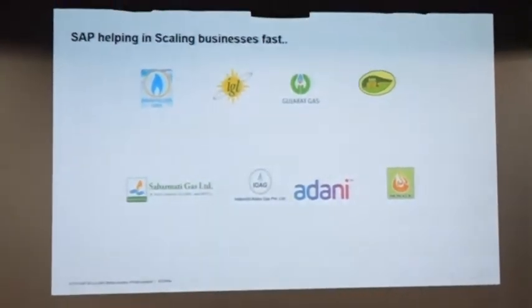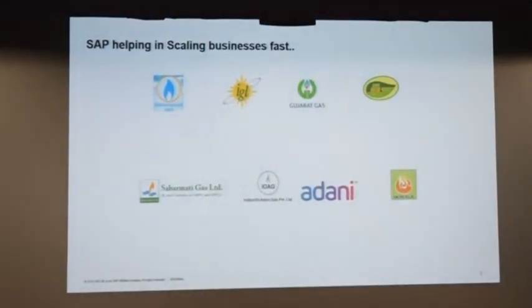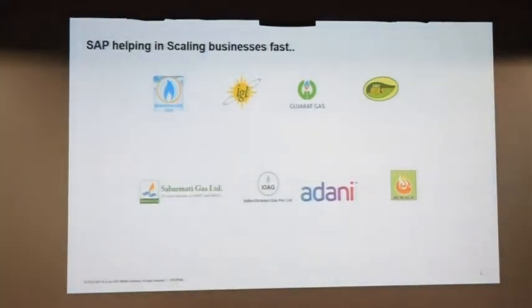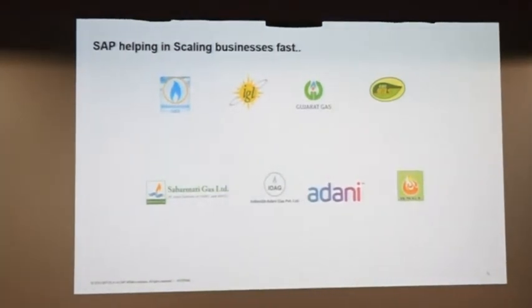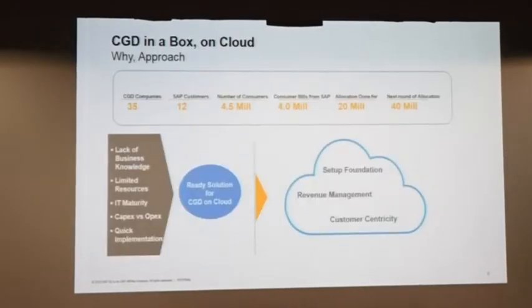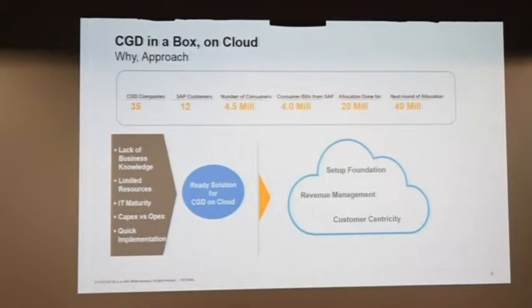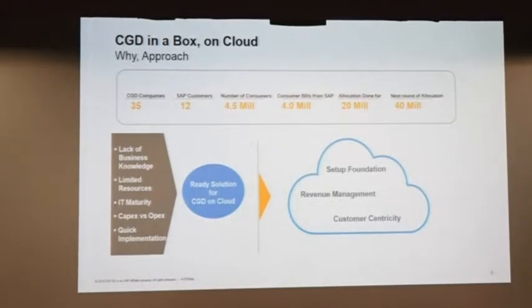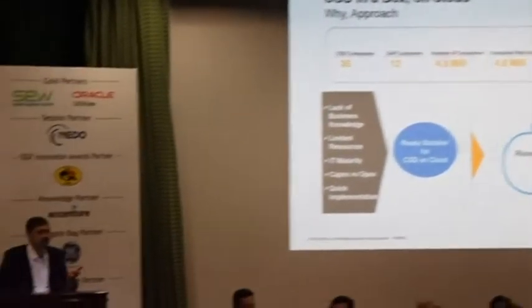Just an important point: any CGD company, if you see in SAP, you can take the feedback. They are using SAP for more than 8 to 10 years. We feel proud to say that right now it's around 4.5 million consumers, and out of that around 4 million consumers are being billed from the SAP system. Obviously, many of the companies are still using some in-house system or legacy billing system, but whoever is using a standard solution, it is from SAP.